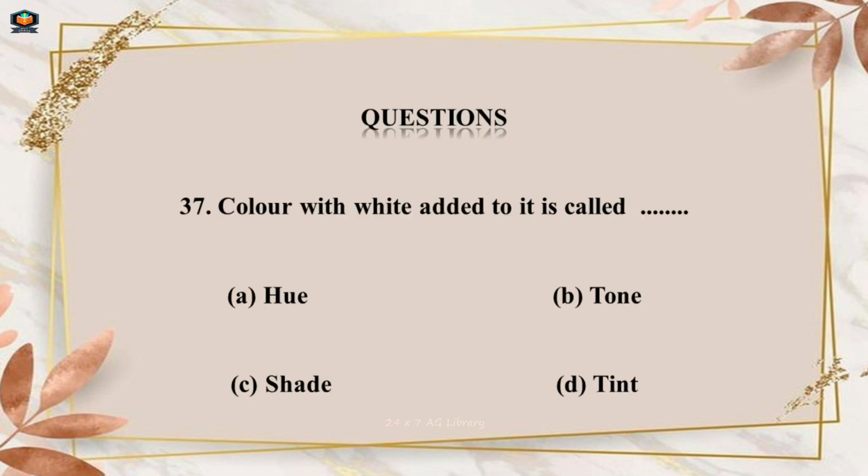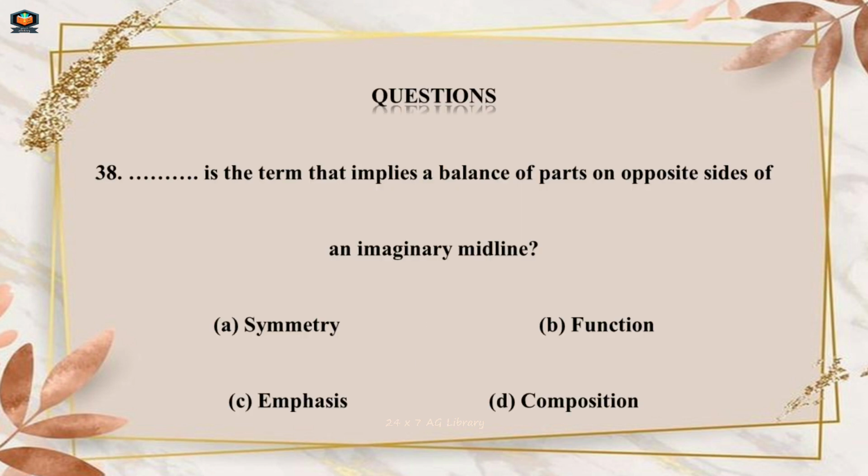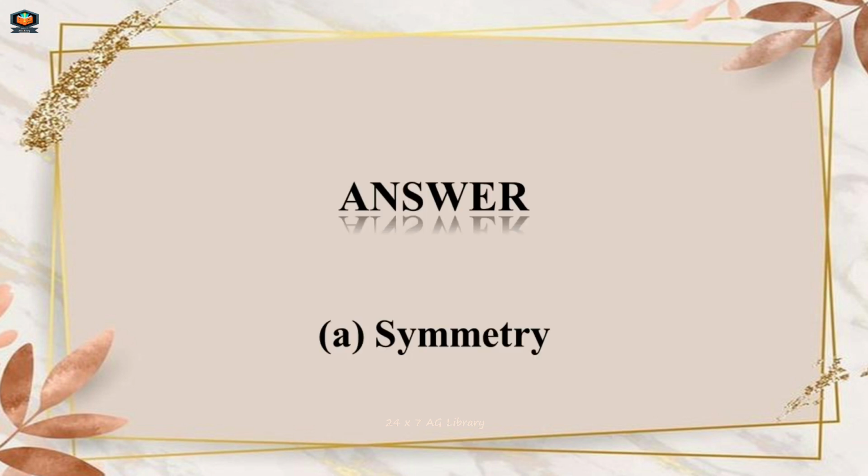Question 37. Color with white added to it is called A. Hue. B. Tone. C. Shade. D. Tint. Answer: D. Tint. Question 38. Is the term that implies a balance of parts on opposite sides of an imaginary midline? A. Symmetry. B. Function. C. Emphasis. D. Composition. Answer: A. Symmetry.